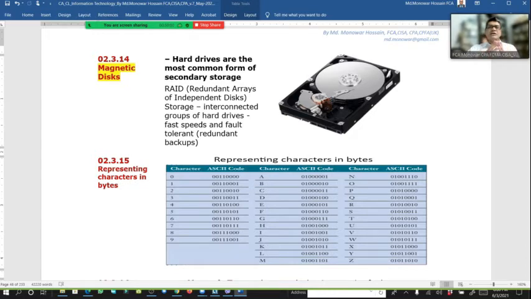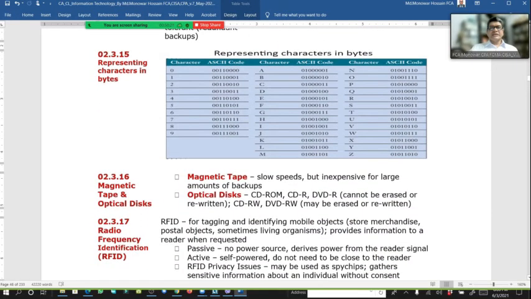Magnetic disks, hard drives, are the most common form of secondary storage. Redundant Array of Independent Disks means RAID. Storage interconnected groups of hard drives, fast speed and fault tolerant, that means redundant backup. So it is the hard drive of magnetic disks, and here the representing characters in bytes.